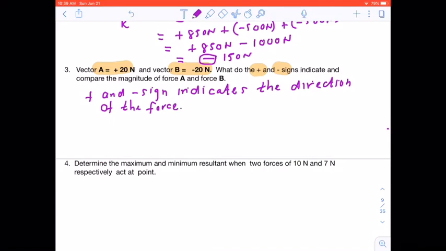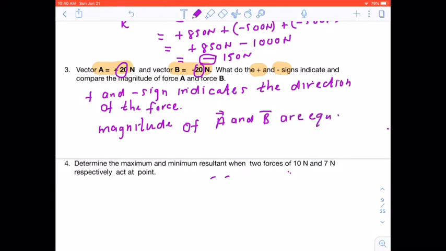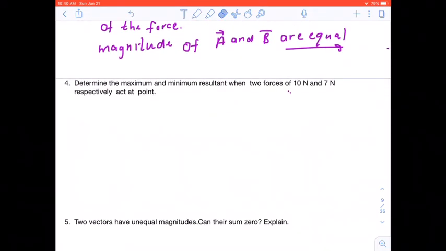Both are 20. When we look at the magnitude, we're not worried about the direction, so the magnitude of vector A and vector B are equal. Right, now let's look at the next one.